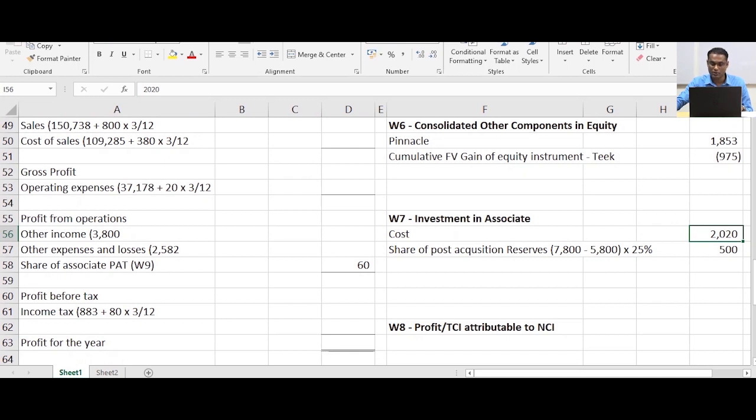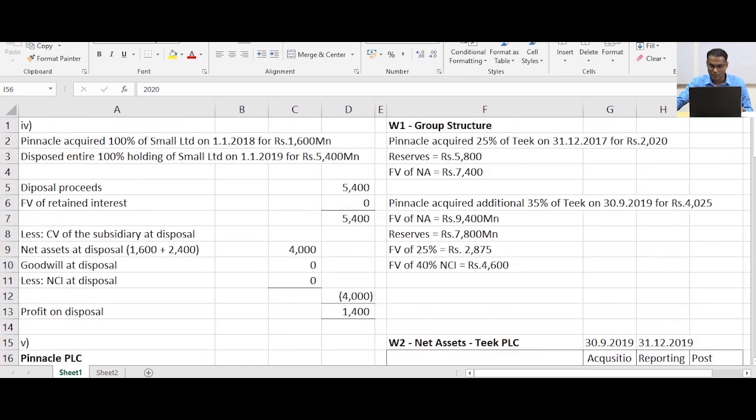That means control was achieved on 30th September 2019. Okay, so at that date the reserve balance was 7,800. Then the reserve balance at the date where the 25% was acquired was 5,800. So the reserves have gone up by 2,000. Out of this reserve increase, 25% is taken to the parent company. Okay, share of post acquisition reserve increase.